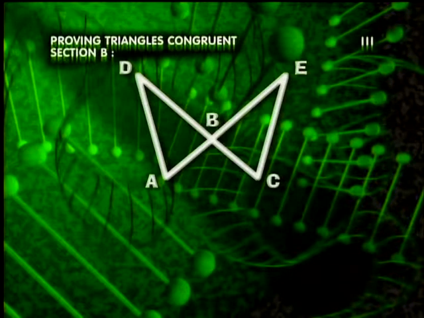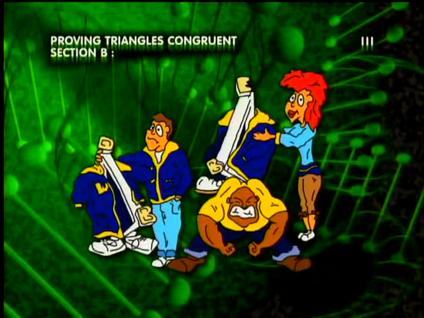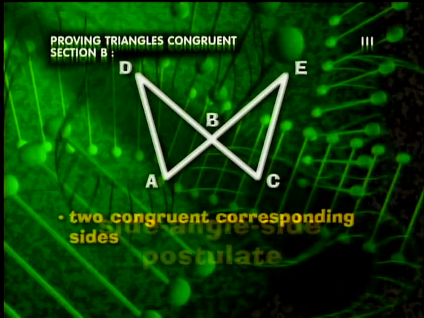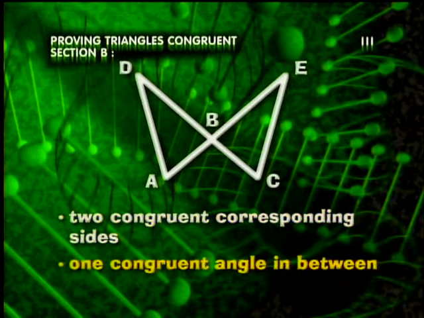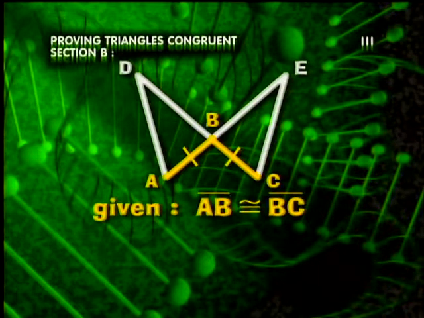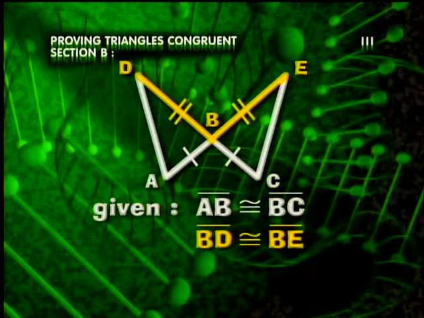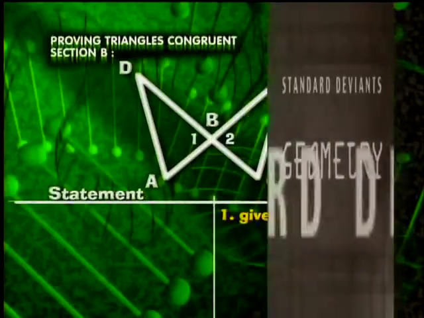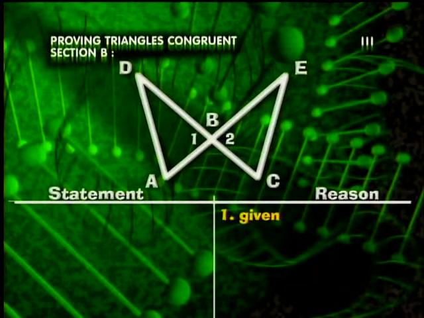Here we have two triangles that resemble the last pair. In fact, they went to high school together and ran in the same social circles. We'll use the side-angle-side postulate to prove they're congruent. What we need to do is prove that they have two congruent corresponding sides and one congruent angle in between. Given that AB is congruent to BC and BD is congruent to BE, we'll show that triangles BAD and BCE are congruent. Let's get started by stating our given information.